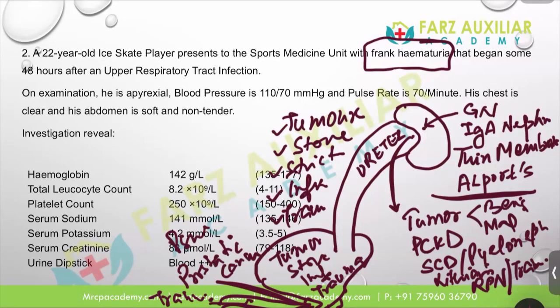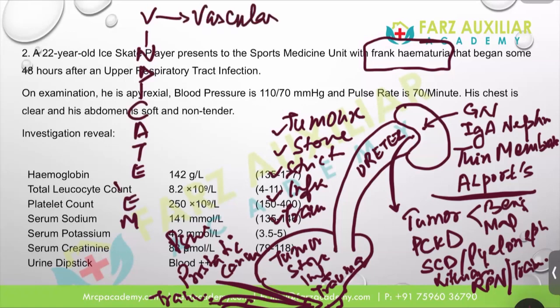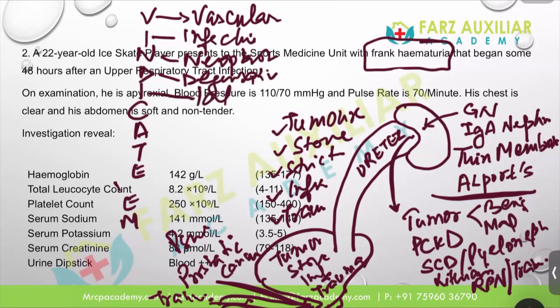Now, this is the list of diseases that can cause hematuria. As I always keep telling my students, you must remember the formula, VINDICATE. I told you last time as well, I guess. So V is vascular. You can put anything into this formula. I is infection. N is neoplastic. D is degenerative. Here I is iatrogenic. C is congenital. A is autoimmune.